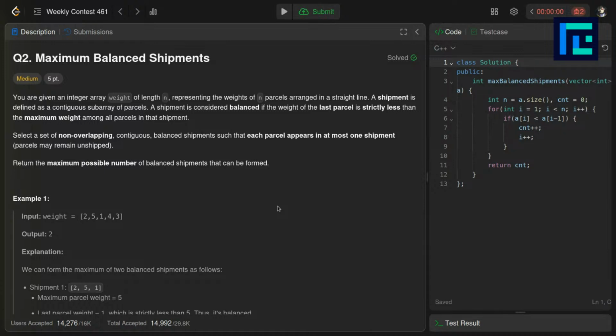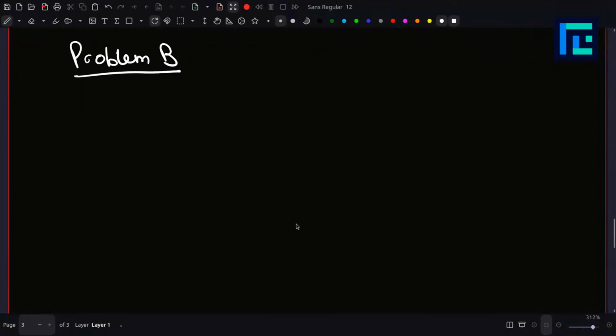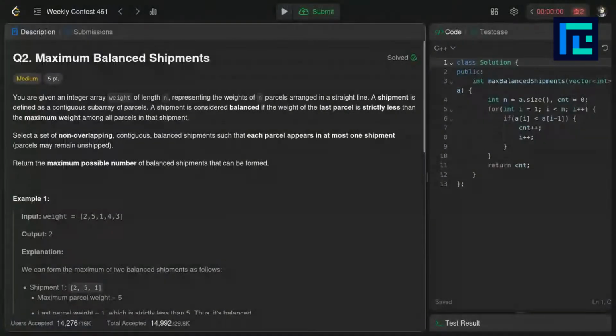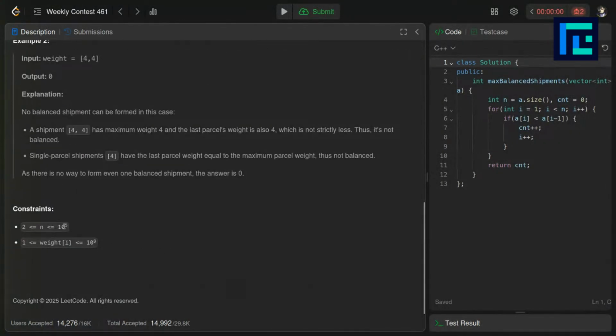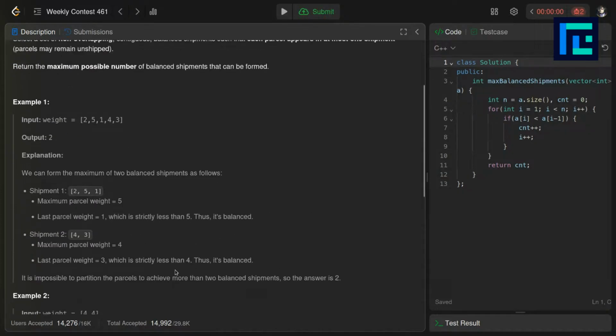I'm assuming most people would have gotten this as well. So let's take some examples and figure out how to solve this. It's a medium greedy problem, I would say. Again, n goes up to 10 power 5, weights go up to 10 power 9. So we're expected to solve this in big O of n.